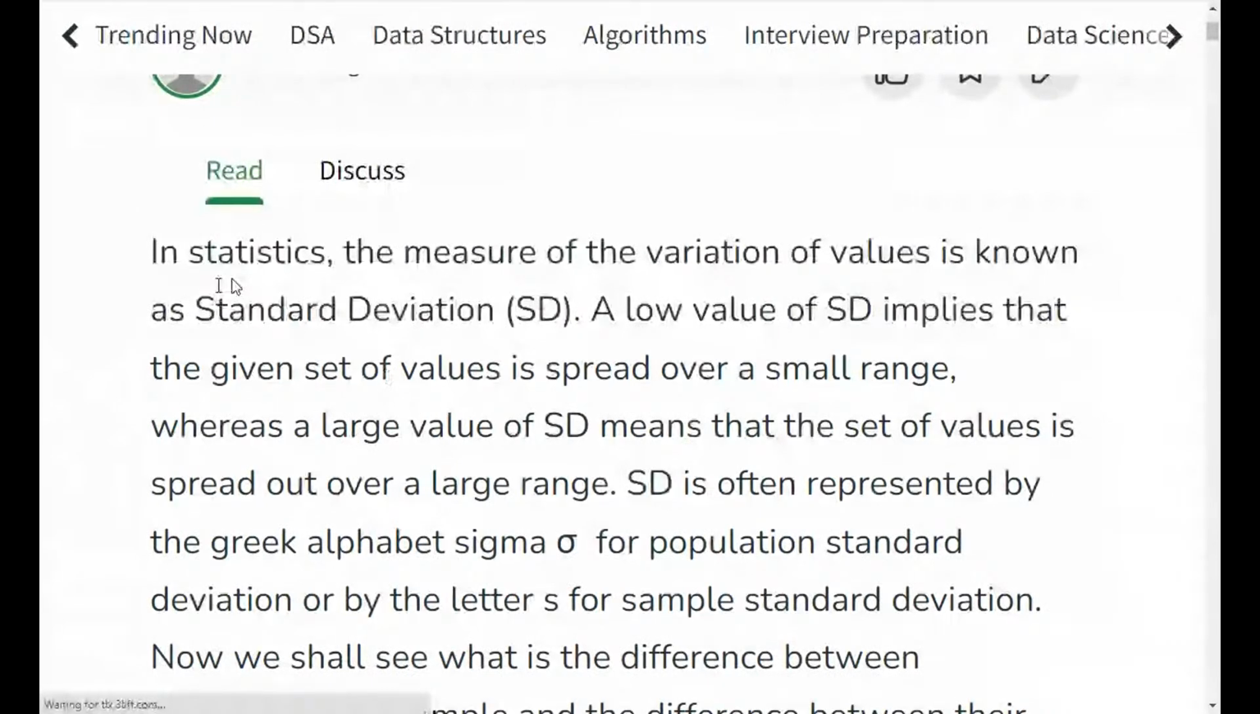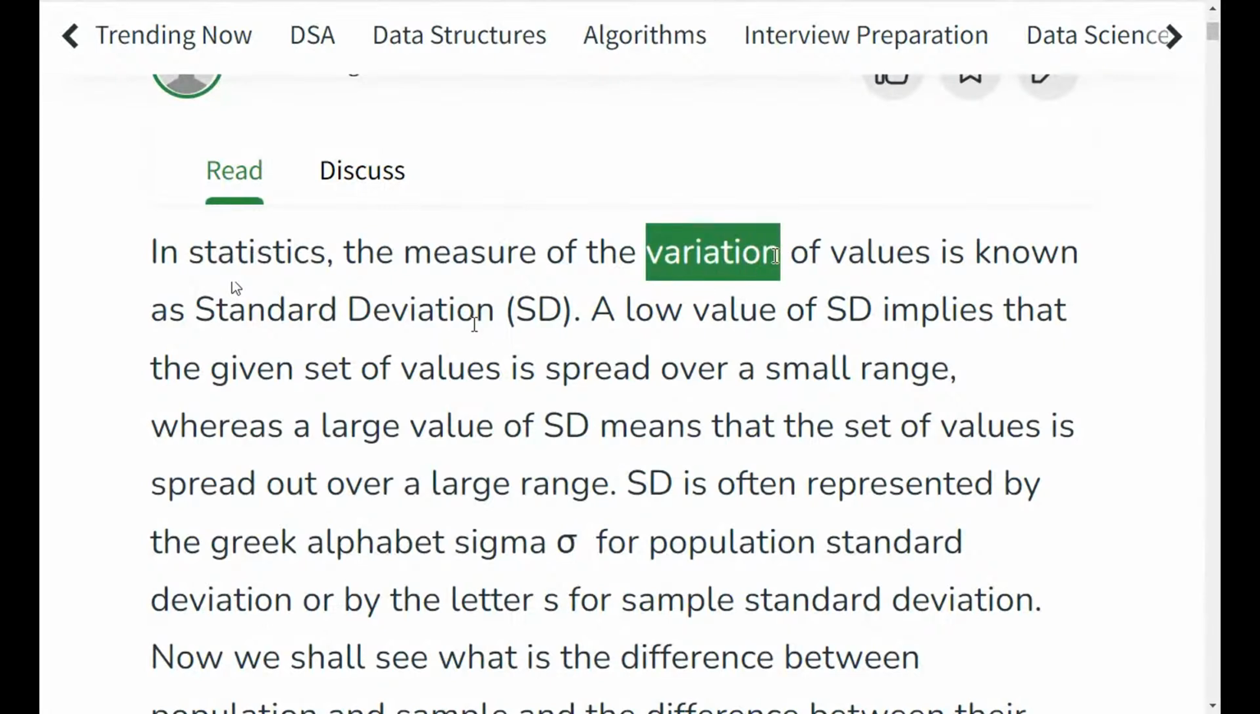Let's study the basic concept of statistics, that is standard deviation. As most of you have done this, those who completed 10th standard. All right. In statistics, the measure of variation of values is known as standard deviation. Measure of variation or variance in the values, okay, is known as standard deviation. I hope you understand the meaning of this one. If you understand this, we'll go ahead.